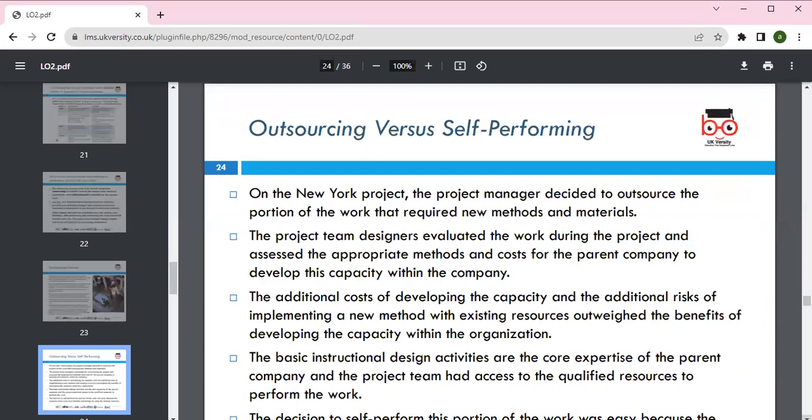Okay, outsourcing versus self-performing. The project manager decides what proportion of the work to outsource when a new method and new material are required, and the project designer evaluates the work design. We can look around additional cost, and that can be considered in the basic instructions. Design activities are the core expertise of the parent companies, and the project team has to assess and qualify the source to perform the work.